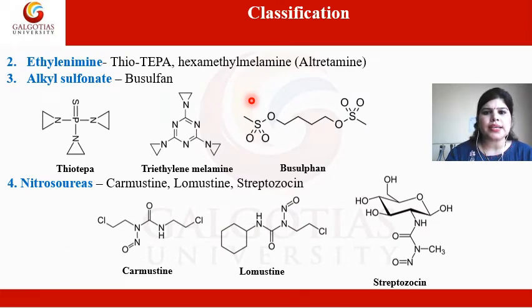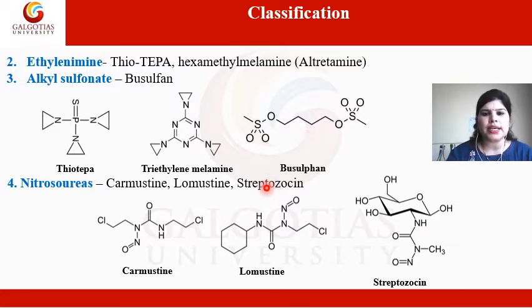The second category of alkylating agent are ethylene amines. The drugs under this category are thiotepa and hexamethylmelamine. These contain an aziridine moiety in their structure. The third category is alkyl sulfonate. The drug that comes under this category is busulfan. It contains the disulfate group and the butyl chain in its structure.